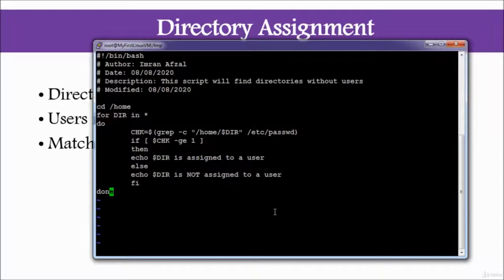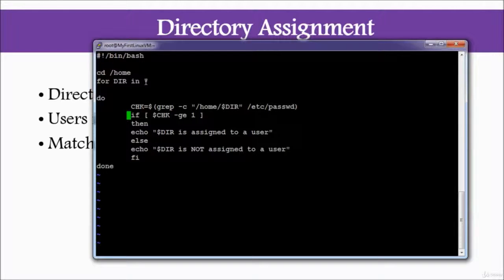Now let me explain again. What the script is doing is going into the home directory, finding everything in it, and putting it into the variable dir. Then it defines another variable that runs a grep command with the -c option, which does a count if it finds a match, 1 or 2 or whatever. It greps from the list in this variable against /etc/passwd. If it finds even one match, meaning the variable returns anything more than 0, then echo directory is assigned to a user. If it is below 1, then else, directory is not assigned to the user. And fi and done. So we will run the script real quick.